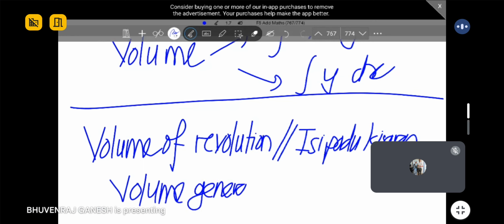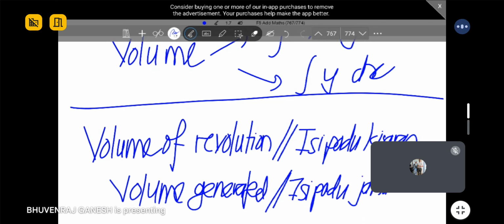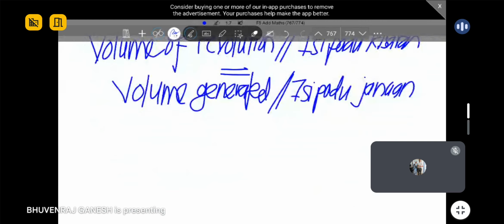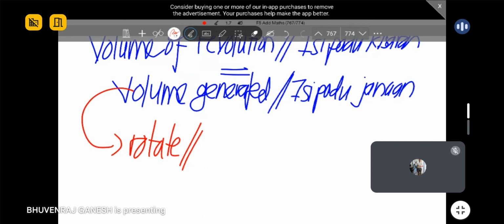Have you all seen this, guys? This is how they'll ask you, right? This one is isi padu janaan. Okay? Both of these mean the same thing. Kamu kena cari isi padu sahaja. Dua-dua sama. Okay, but take note, isi padu kamu putarkan. Am I right? You are rotating the diagram. Kamu tengah putarkan rajah.